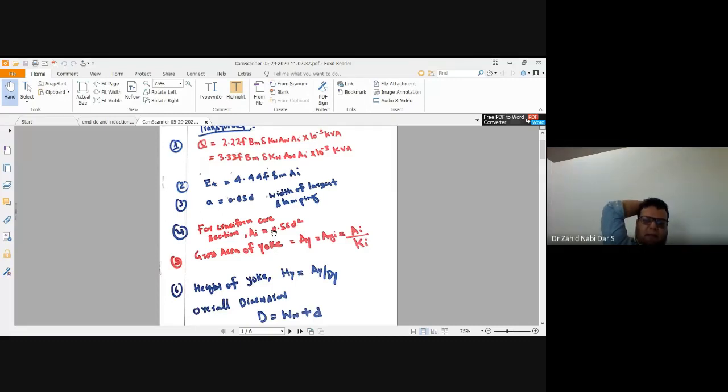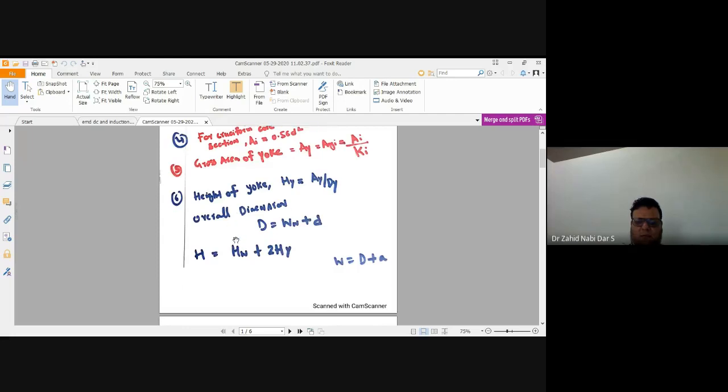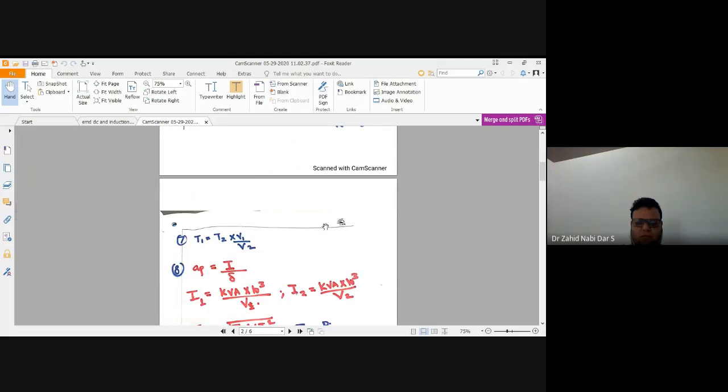You see the gross area of yoke, Ay is equal to Agi, Ai divided by Ki. Ki is the stacking factor. Height of the yoke is area of the yoke divided by the depth of the yoke. Now if you want to go for the overall dimension, D is equal to Dw plus d, and H is equal to, this is the overall diameter and height, Hw plus 2Hy. So you have seen this in the classroom also.